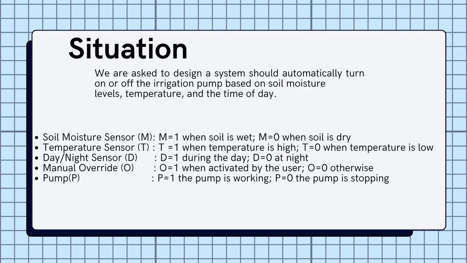Our goal is to design an automatic irrigation pump controller based on 3 environmental constraints: daytime watering when dry and hot, immediate stopping if wet, and nighttime water conservation. To implement this, we define 4 binary inputs, which are moisture M, temperature T, time D, and manual override O, where a logic 1 represents an active condition, such as sufficient moisture, high temperature, daytime, or an activated override.